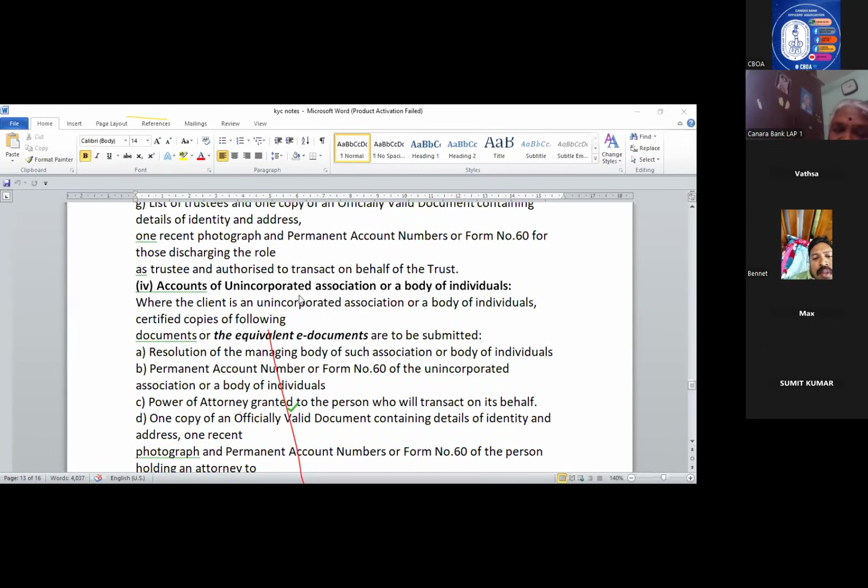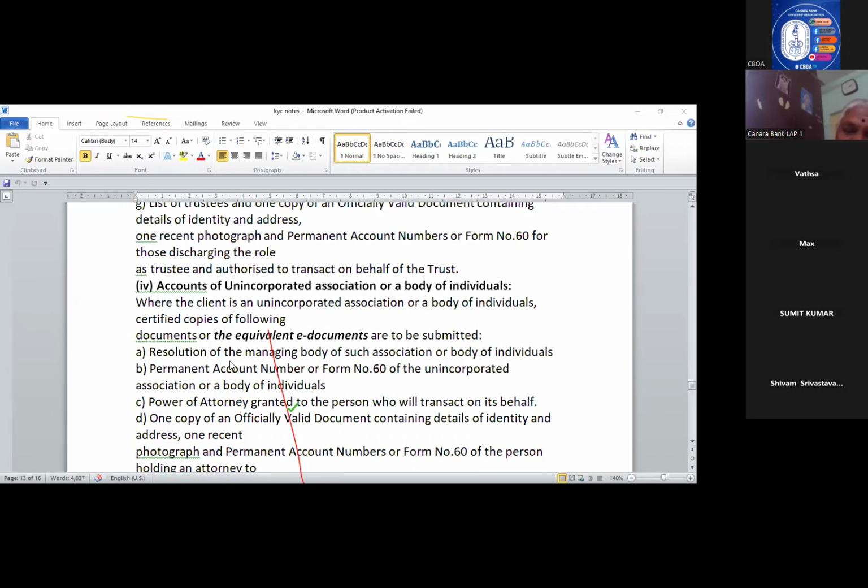Accounts of unincorporated associations or bodies of individuals. This is a club, association, or any society. Here they have to give a resolution and their bylaws, and in the resolution they will say who will be operating the account.